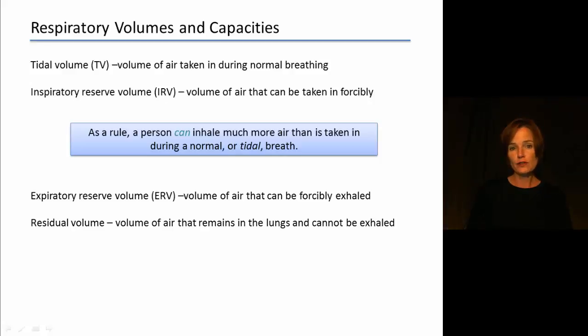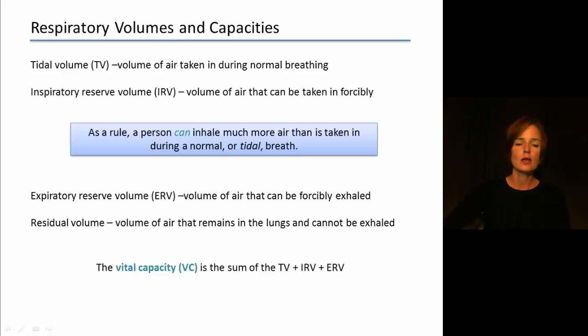The expiratory reserve volume, the ERV, is the volume of air that can be forcibly exhaled. And then the residual volume is the volume of air that remains in the lungs and cannot be exhaled. So what that means is that we're not actually exhaling every last little bit of air that we have inside the lungs. The vital capacity, VC, is the sum of the tidal volume, the inspiratory reserve volume, and the expiratory reserve volume. So all of those together is the vital capacity.